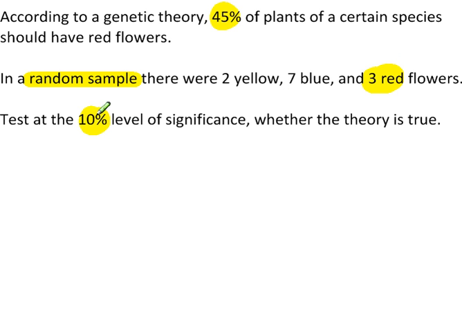We're using a 10% level of significance, and we're just testing the theory. So this is a two-tailed test because we're looking for a change from the 45%.